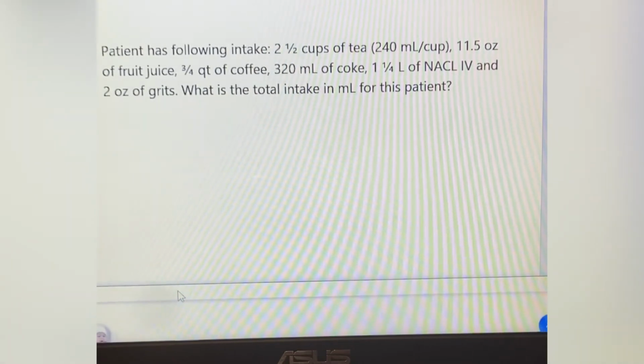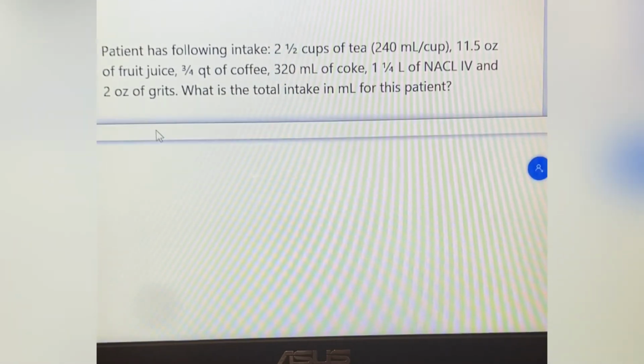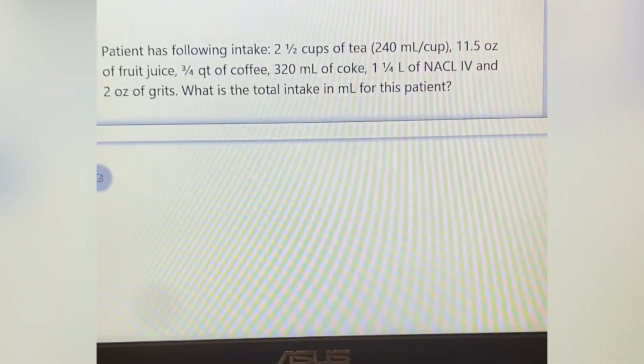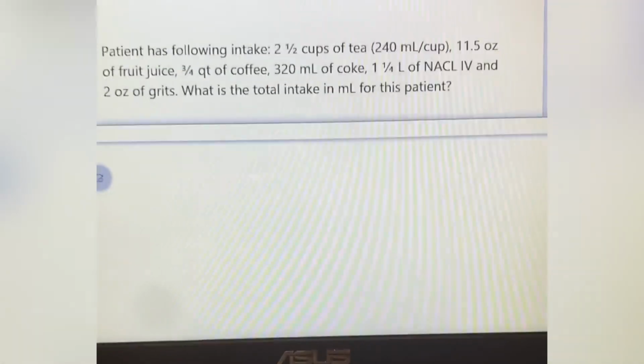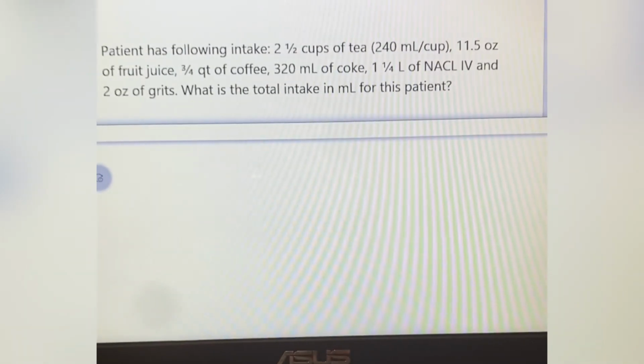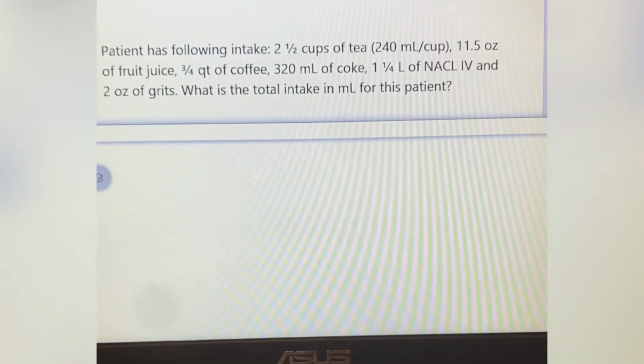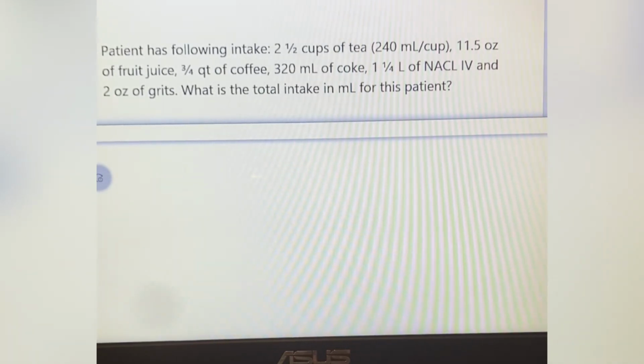Patient has the following intake: 2 and 1/2 cups of tea, 240 ml per cup, 11.5 ounces of fruit juice, 3/4 quart of coffee, 320 ml of Coke, 1 and 1/4 liter of normal saline IV, and 2 ounces of grits. What is the total intake in ml for this patient?